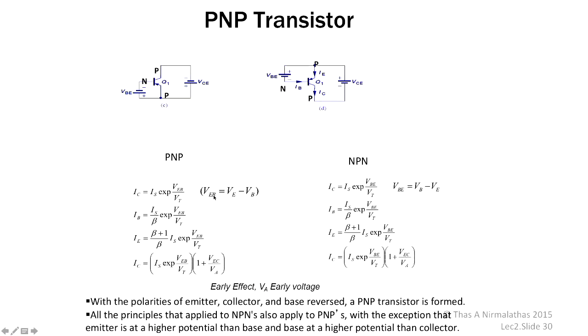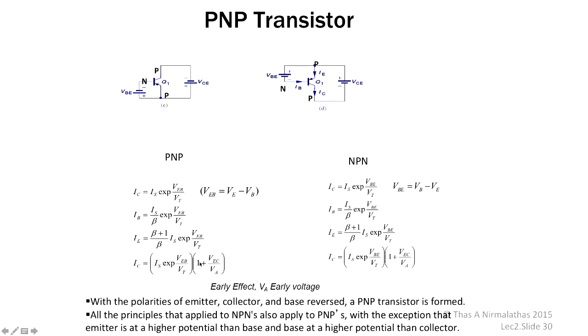So why are we writing like this? For a PNP transistor, the voltage at the emitter is higher than the voltage at the base. That's the reason we write VE minus VB, because here it is positive, here it is negative. For NPN, this is more positive, this is negative, so that is VB minus VE. And when you have the early effect, if you don't have any early effect, your collector current equals IS into exponential of VEB by VT, same as NPN with VBE by VT, only that difference.